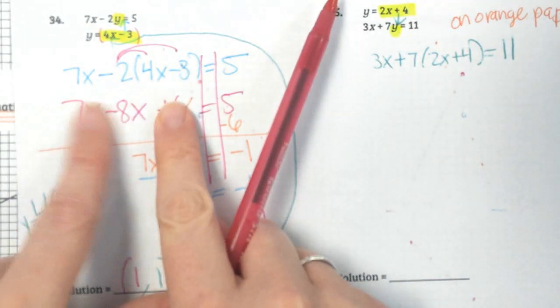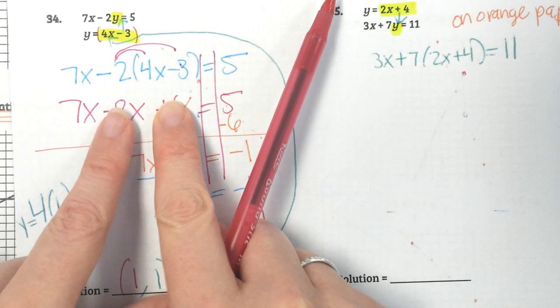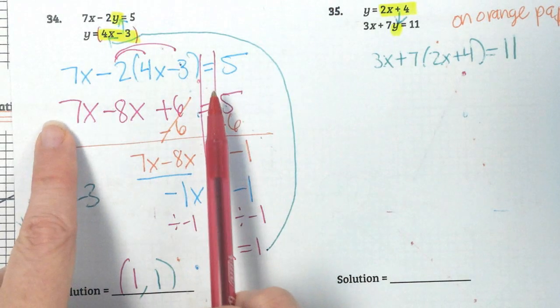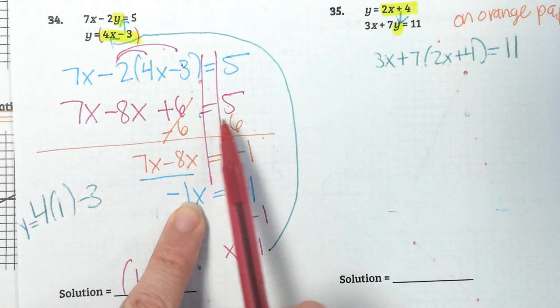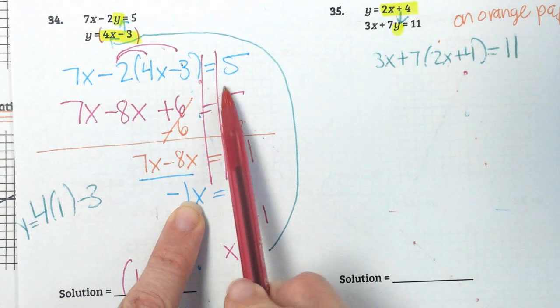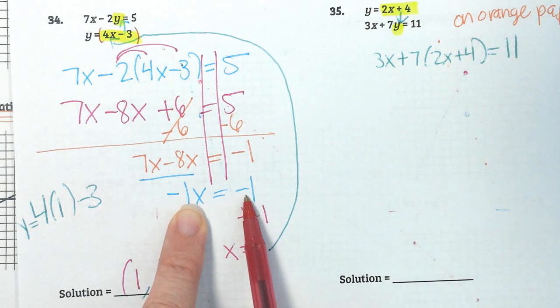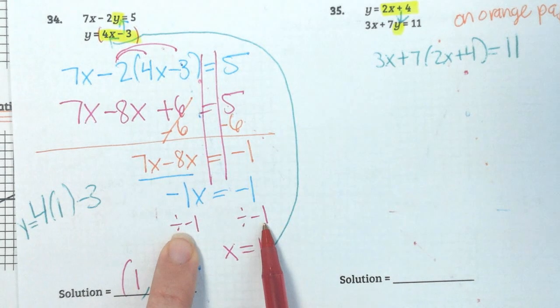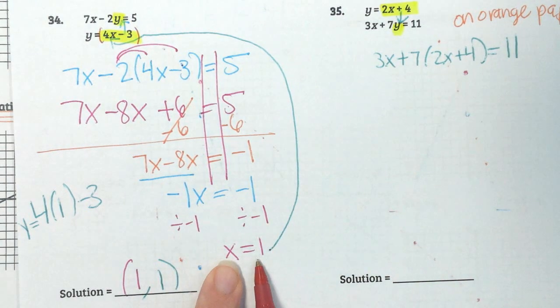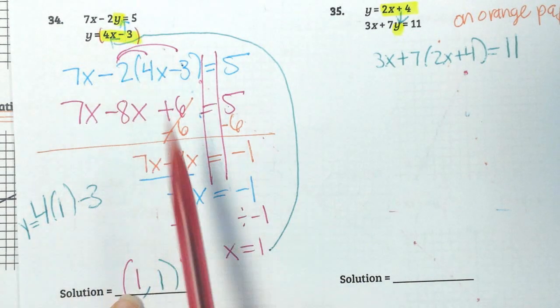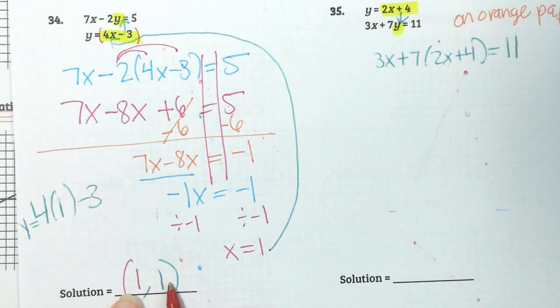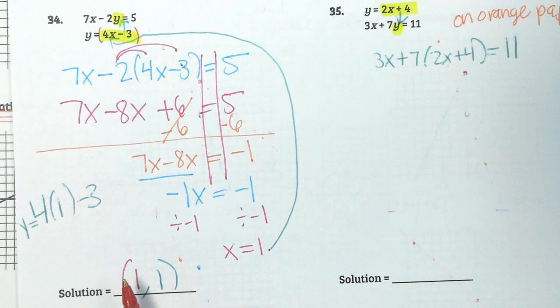Okay. You could combine like terms right away. I'm assuming that's what most of you did, or you could move this over. 7x minus 8x is a negative 1x. If I subtract 6, 5 minus 6 is a negative 1. At that point, you divide by negative 1 on both sides and you get x equals 1. So I brought that down. And then I plugged it back in. 4 times 1 is 4. Minus 3 gave me negative 1 here. Or I'm sorry, positive 1 here. So it's really (1, 1).